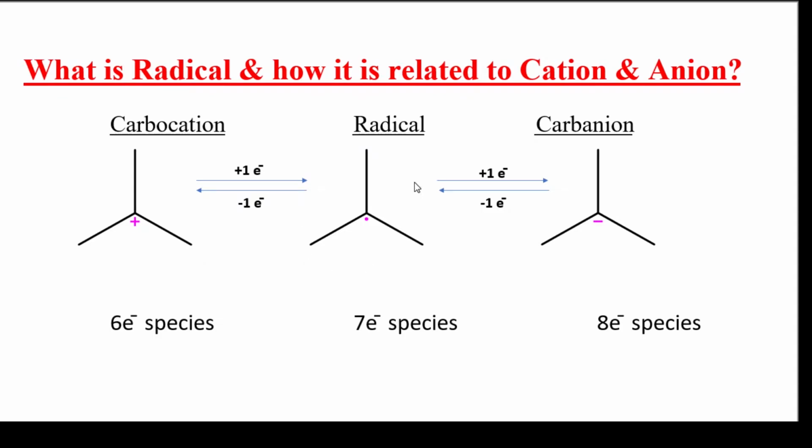So how do we achieve radicals? There are two ways that we can achieve radicals: one by the carbanion pathway, another by the carbocation pathway. If we remove one electron from a carbanion, meaning 8 minus 1, that is 6 electrons. Removal of one electron from a carbanion forms a radical. While the other is addition of one electron, meaning 6 plus 1, that is 7 electrons. Addition of one electron to a carbocation forms a radical.